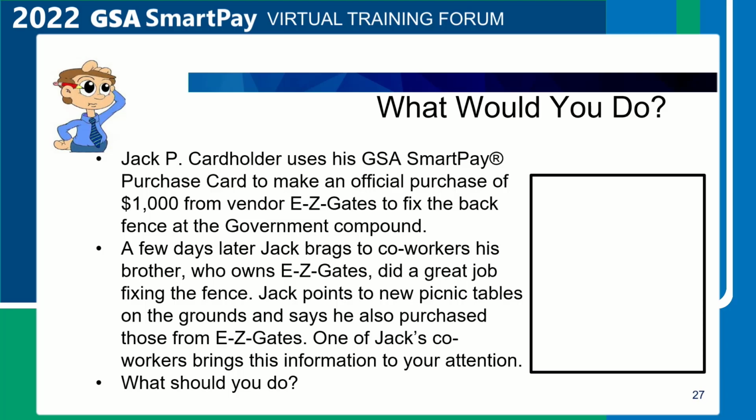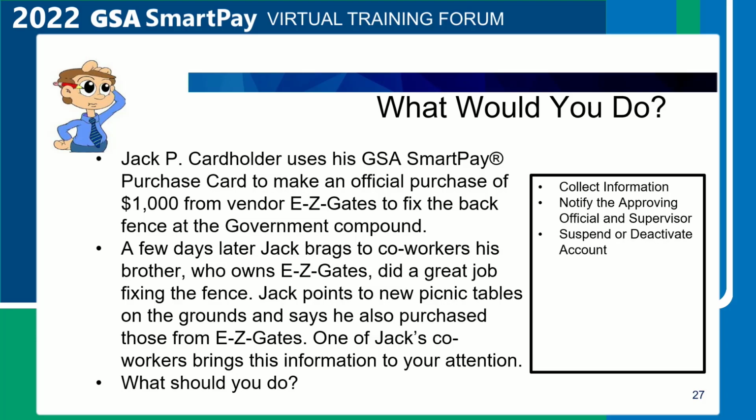What should you do? Well, the first thing you should do is just collect information, talk to Jack, and get the facts surrounding the decision to use Easy Gates. Did he get other quotes? Things could have been completed above board. What if his location is remote and the only vendor who can fix the fence within 50 miles is his brother's business? Is the purchase acceptable? If you have any questions about the validity of the transaction, you may need to notify the approving official and supervisor.